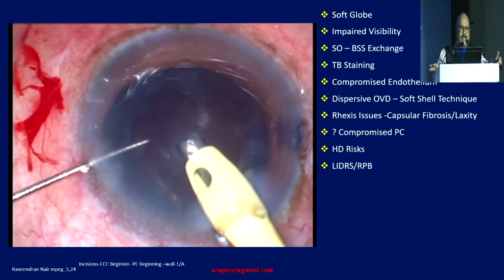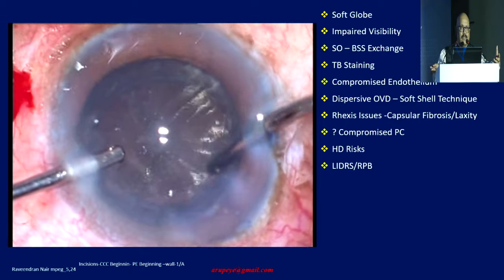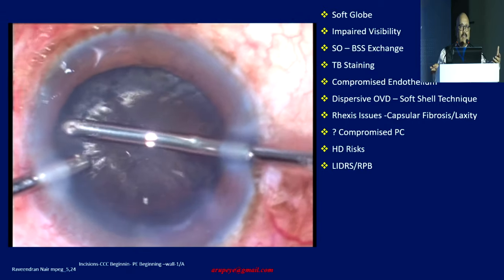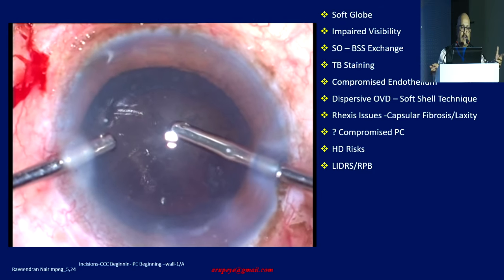Towards the end, we have to be careful because these eyes will have, as such, low scleral rigidity, silicone oil in the posterior segment, and a lot of upthrust may be possible. So you can have a PC dent. I'm going to show you a video later on.